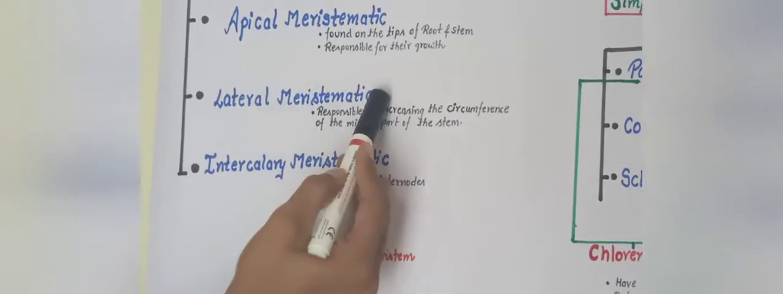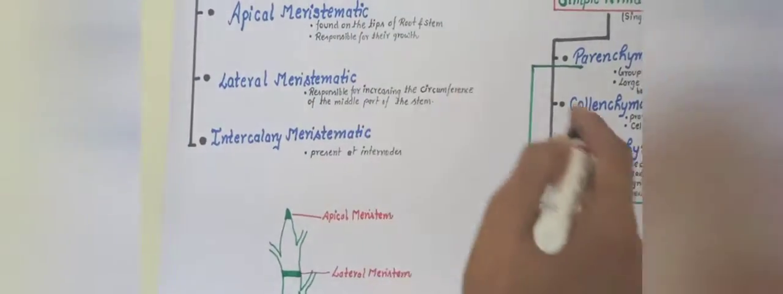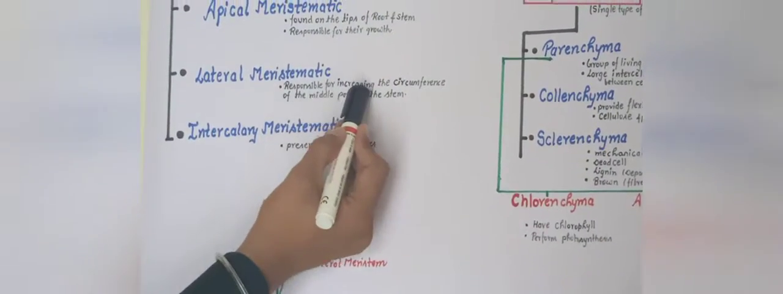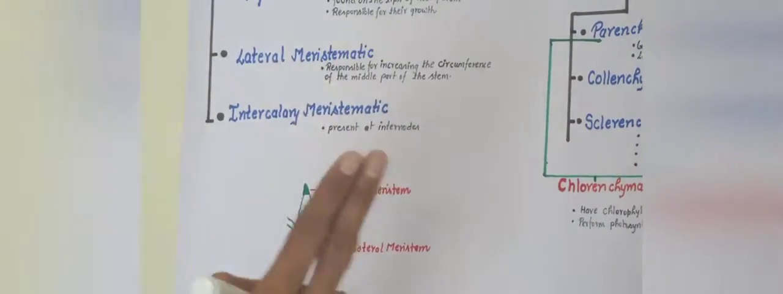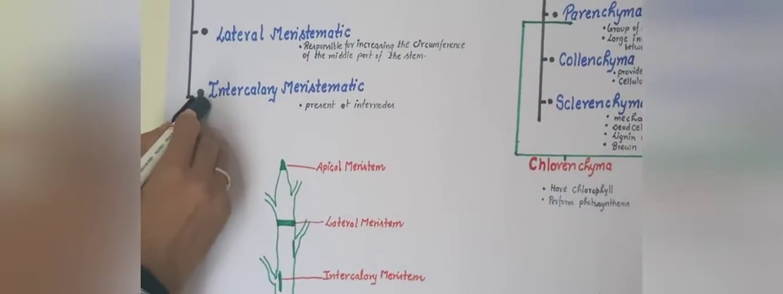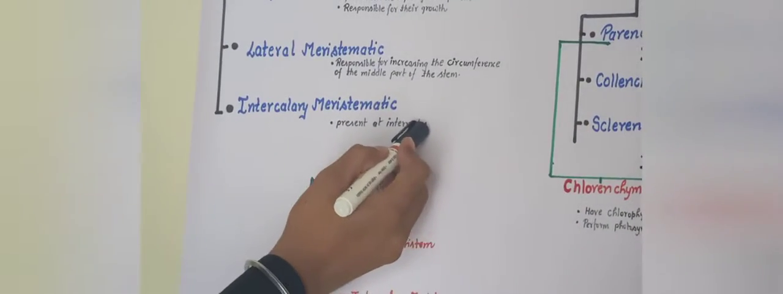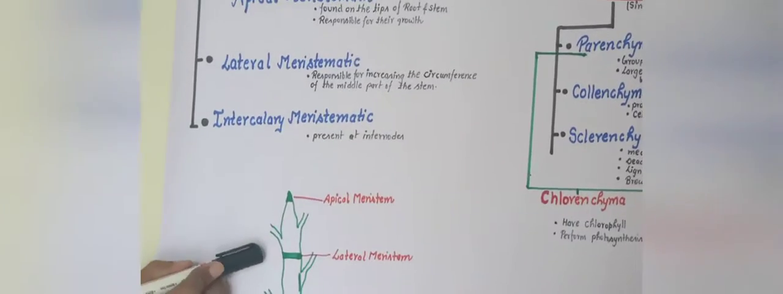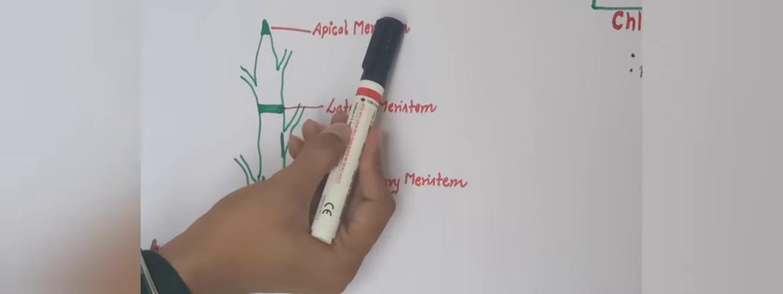Number two, lateral meristematic. Lateral means side. The tissue which is present at the side of the plant is responsible for increasing the circumference of the plant. It means the middle part of the stem. Number three, intercalary meristematic. It is present at internodes. For your better understanding, you can see the figure. You can see the branch of the plant. Apical meristem. This shows lateral meristem and this shows intercalary meristem.